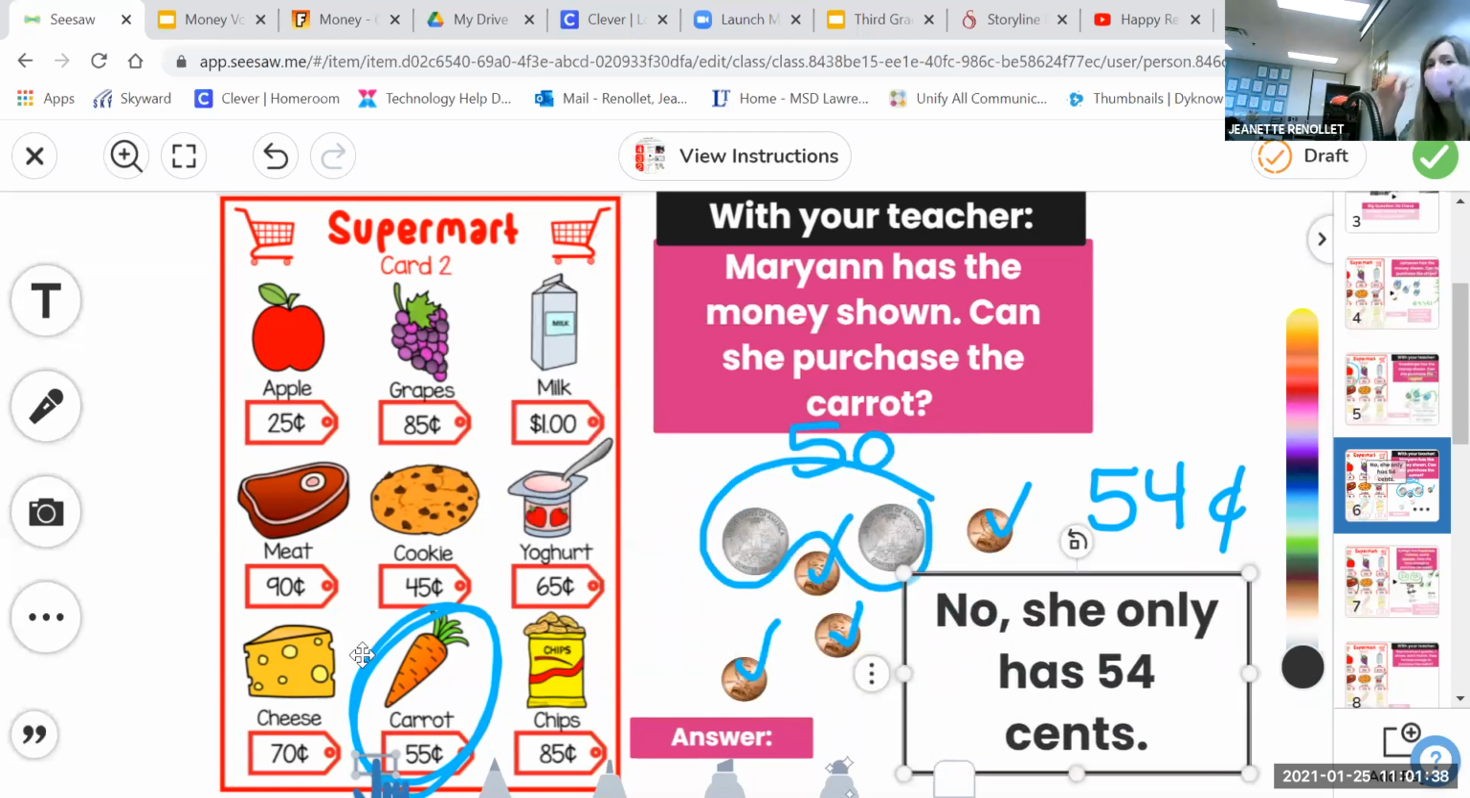This is what your job was in your group. I heard 3 groups that were at least close to having their answer recorded. No, she only has 54 cents. She only needs 1 more penny and then she can buy the carrot. Check that your response is correct. Remember today, friends on Zoom and friends in person, we are answering in a complete sentence. It is a 3rd grade skill to answer a question using a complete sentence. Check that your work is complete, please.